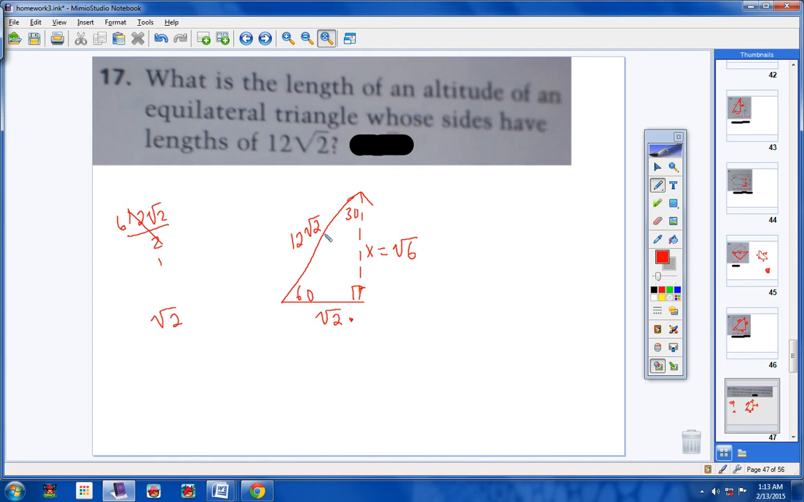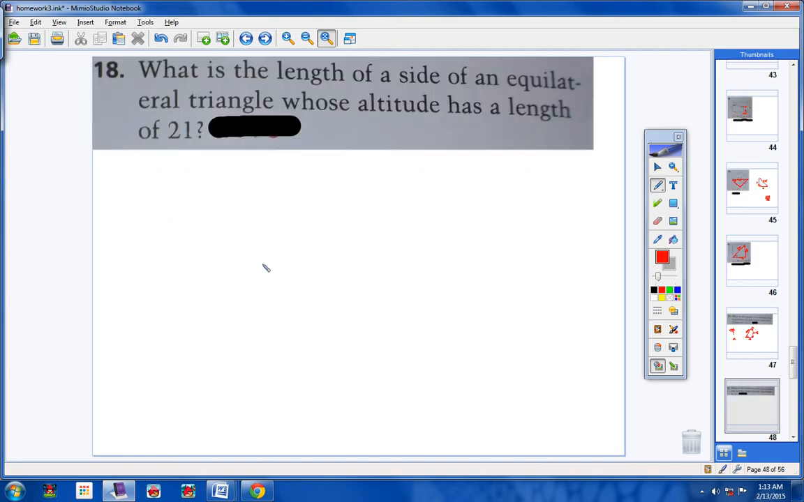Listen, students, anytime you have a 30, 60, 90 triangle, once you know the shorter side, everything else really falls into place. Number 18, what is the length of a side of an equilateral triangle whose altitude is 21? So once again, I'm going to draw my equilateral triangle. 60, 60, 60. Then I'm going to draw my altitude. Put a right angle here, and the altitude is 21.